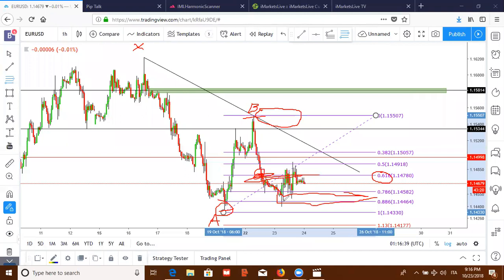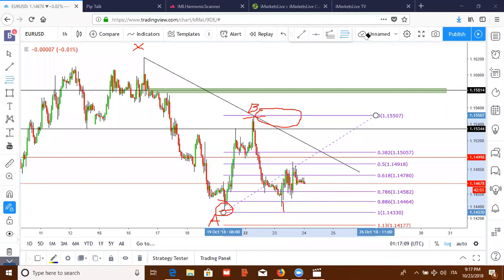It can come all the way down and touch the 100% as long as price doesn't close below my A leg. This is still valid. As soon as price proceeds below my A leg for this specific harmonic pattern, the Gartley pattern, as soon as the C leg closes below my A leg, this right here marks that pattern invalid.